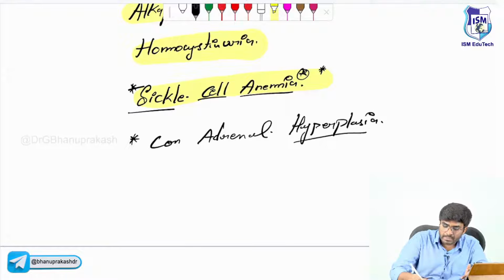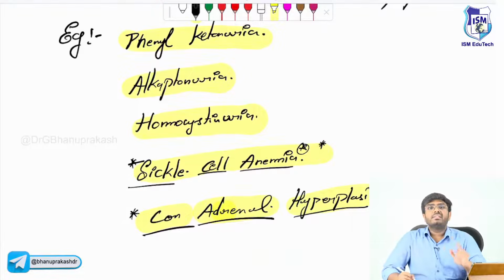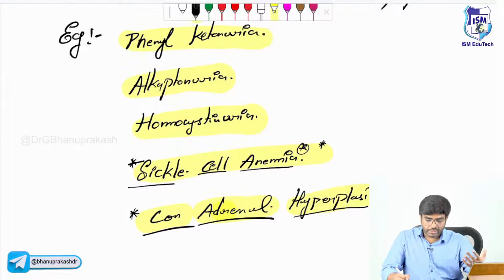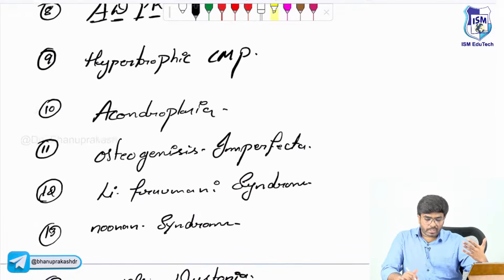So congenital adrenal hyperplasia: deficiency of the enzymes 21 hydroxylase and 11 beta hydroxylase. So that syndrome, sir. Okay, congenital adrenal hyperplasia. See, important points about this autosomal dominant disorders, for example, important points you need to know regarding congenital adrenal hyperplasia will be discussed in the next video.